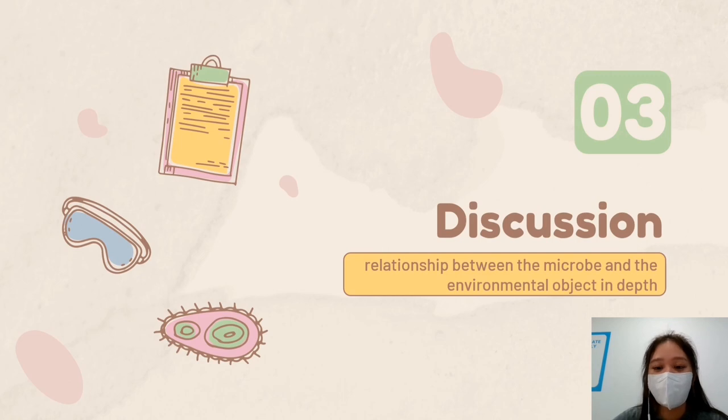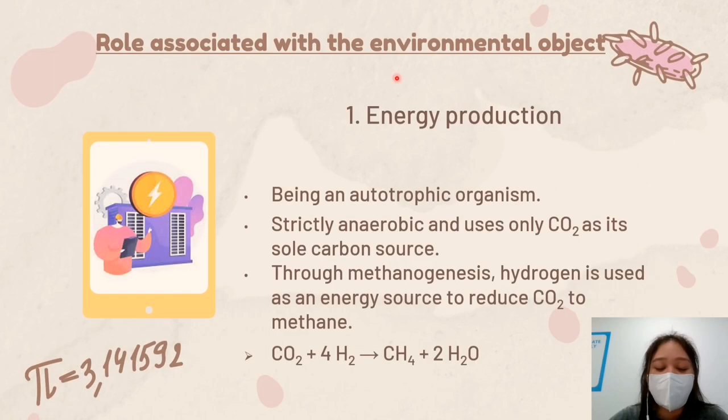Let's come to the discussion part, which discusses the relationship between the microbes and the environmental object in depth. Next is the Methanococcus jannaschii role associated with the environmental object. It can be used for energy production. As it is an autotrophic organism, it is strictly anaerobic and can only use carbon dioxide as its sole carbon source. Hydrogen is also used as an energy source in this mechanism to reduce carbon dioxide to methane. This is the equation. And when methane is formed, it can be burned to use as an energy.